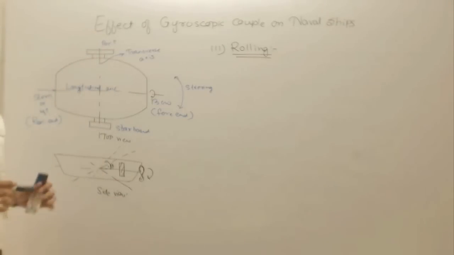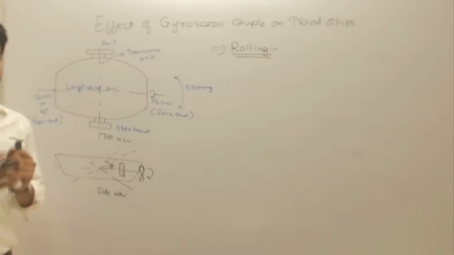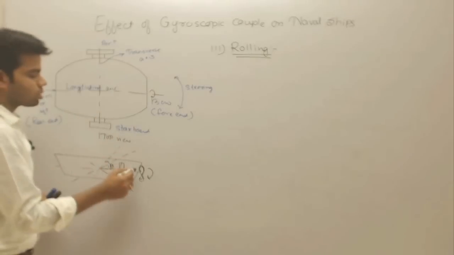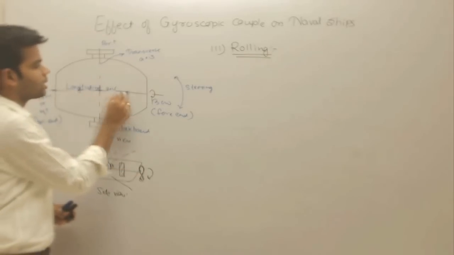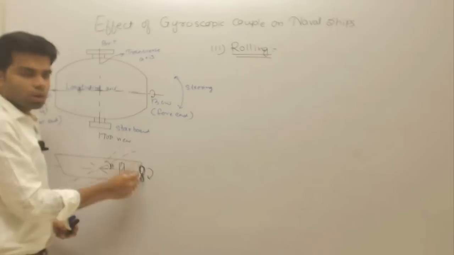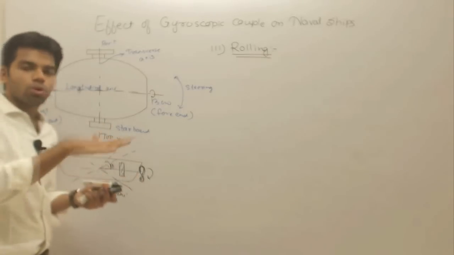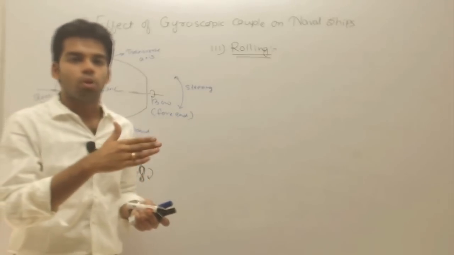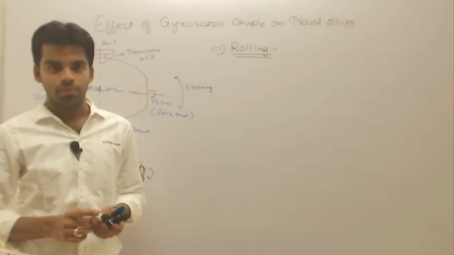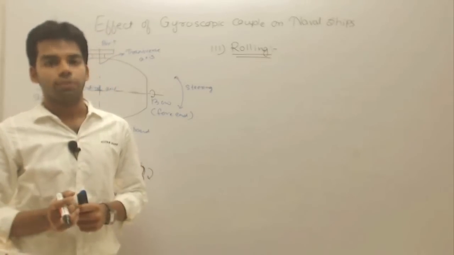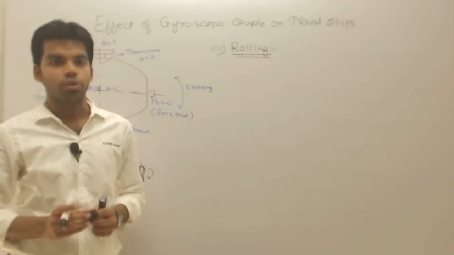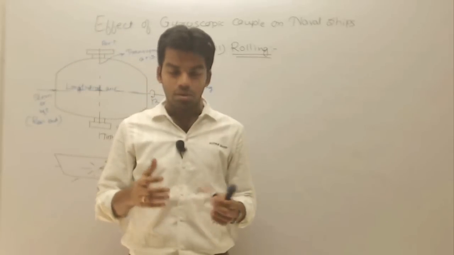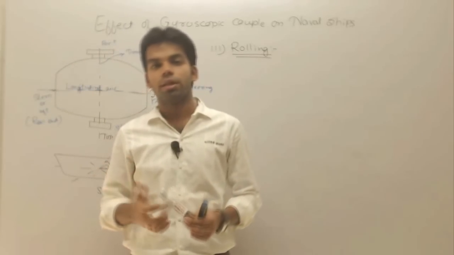So if the ship is rolling, what is the effect of the gyroscopic couple? Let us analyze this. The axis of spin is the longitudinal axis. Secondly, the axis of precession is also the same axis. Because the axis of precession is always perpendicular to the axis of spin, there will be no gyroscopic effect, no effect of the gyroscopic couple during rolling. Getting this or not? So these are the different effects of steering, pitching and rolling in naval ships.